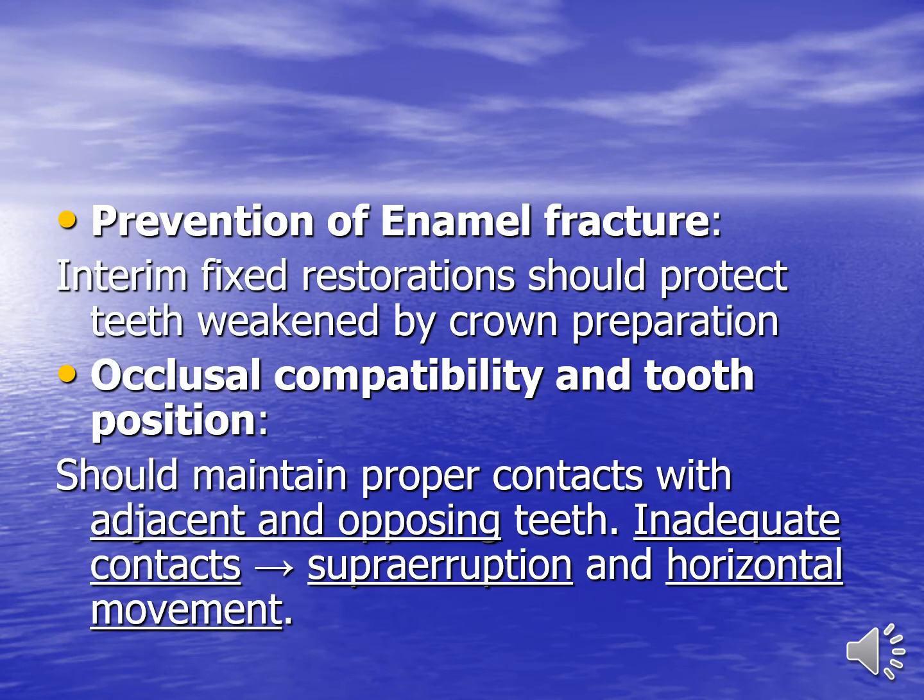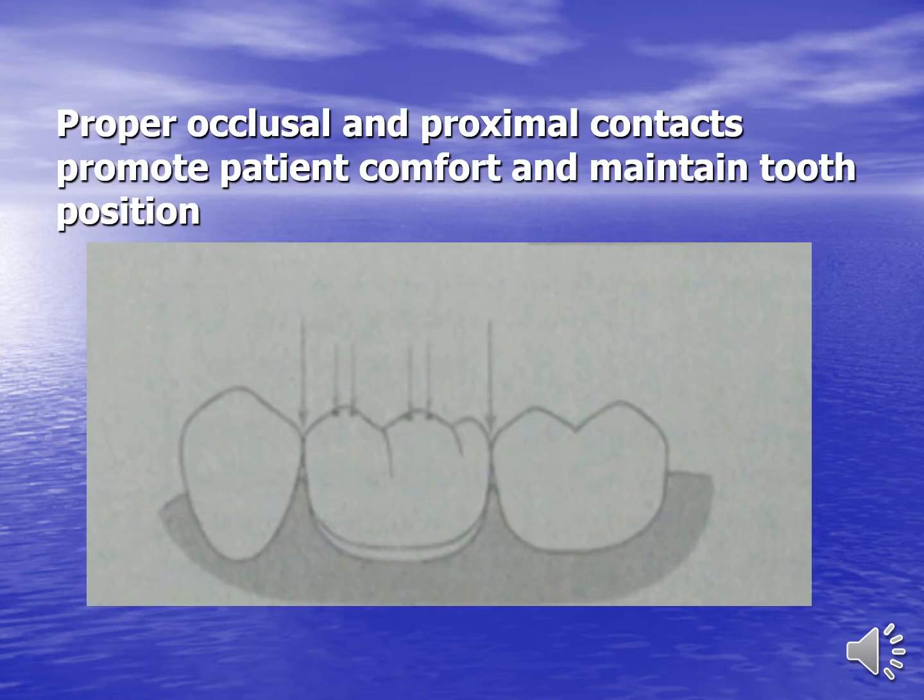Then it should prevent enamel fracture. Meaning, it should have a sheltering effect over the underlying prepared tooth stump. The fourth one is occlusal compatibility and tooth positioning. It should maintain proper contacts with the adjacent as well as opposing teeth. Inadequate contacts could lead to supra-eruption and horizontal movements. So it should ideally be in contact with the adjacent teeth, having reasonably intact proximal contacts, as well as occlusal contact with the opposing tooth.